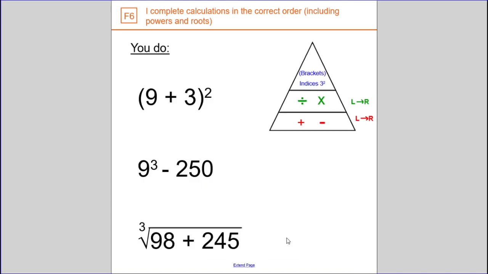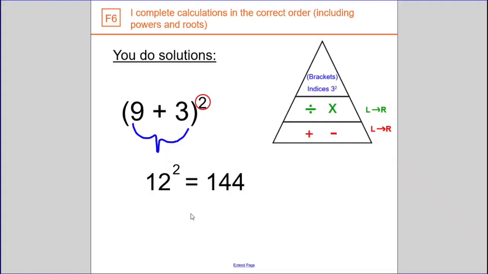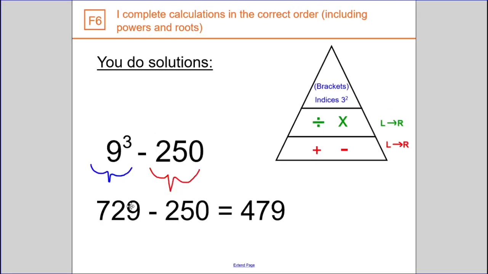Here are 3 questions for you to try now. Pause the video here. So for this question, you've got a bracket, then squared. If I simplify the bracket, I get 12. Square that becomes 144.